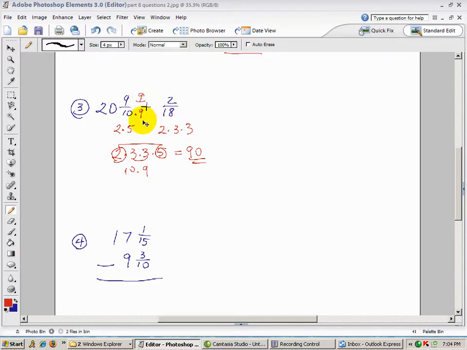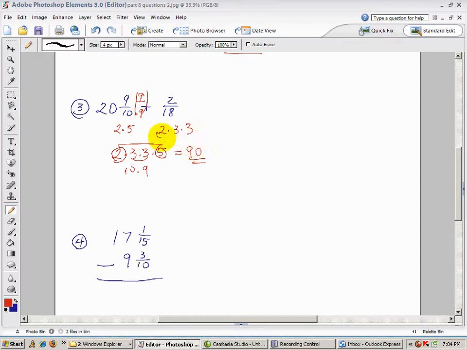So if I multiply the bottom by 9, I have to do the same to the top, so that I multiply by a fraction that equals 1. As for the 18, it's made up of 2 times 3 times 3. Not so easy to look at 18 and 90 and see what's missing.